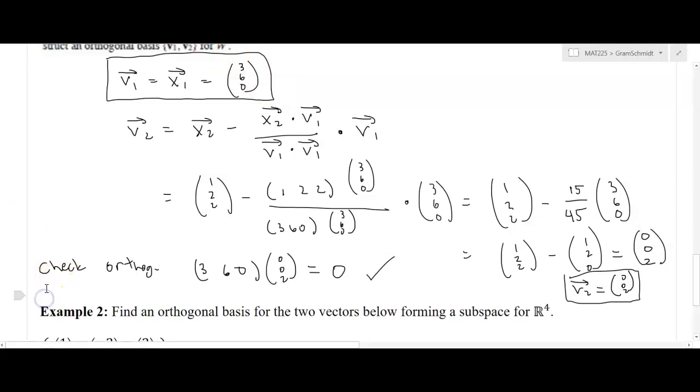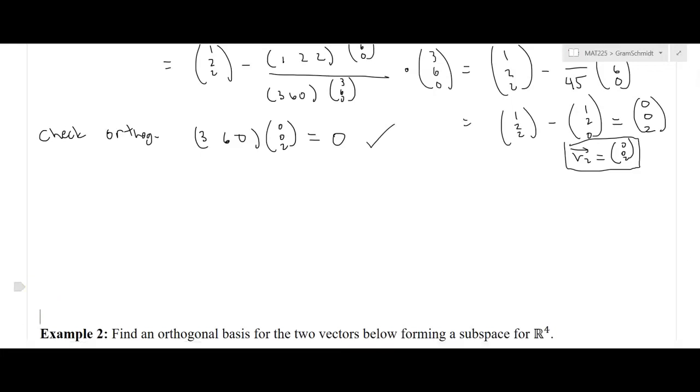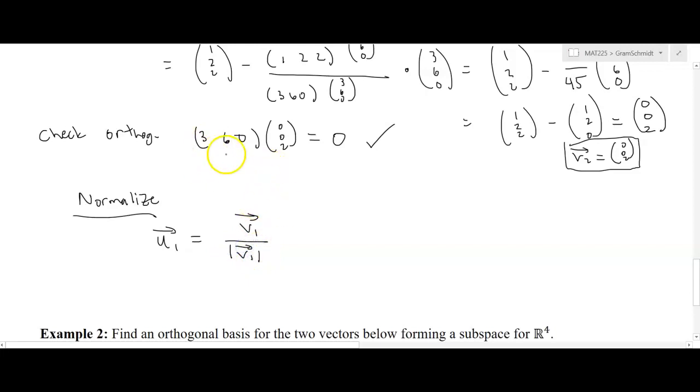Now, one of the last things that typically takes place in the Gram-Schmidt process is to normalize the vectors, because working with unit vectors is so much more convenient. So v1, we can call this u1, so we'll take v1 and divide it by its magnitude. v1 is the (3, 6, 0) vector. If we square, we have 9 plus 36 is 45. So if we take v1 and multiply it by 1 over the square root of 45, we'll have 3 over root 45, 6 over root 45, and 0. This is now a unit vector.